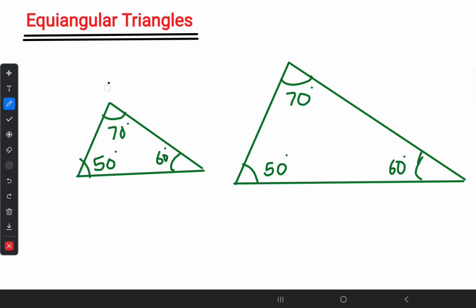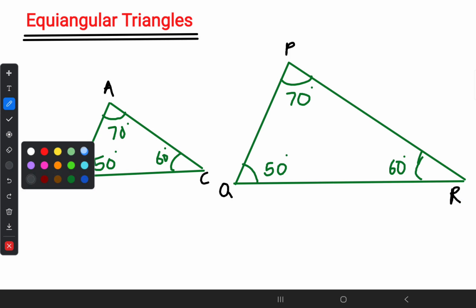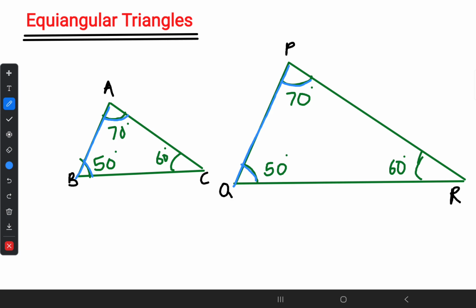For an example, here I will mark A, B. See, this is PQR. Let's analyze these two triangles. Now we are satisfied these two are equiangular triangles because all three angles in this triangle are the same as all three angles in the other triangle. Now come to the ratio between corresponding sides. In between 70 degree and 50 degree you will have AB. In between 70 degree and 50 degree, you will have PQ in the next triangle.